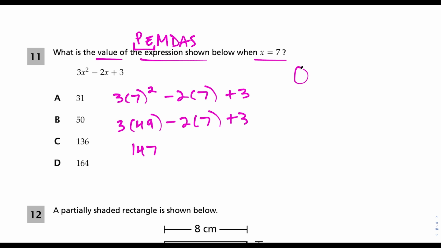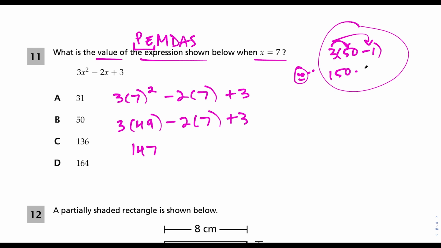If you want a little mental math trick here, you could do the long multiplication on the side. But when I do 3 times 49, I'm really doing 3 times 50 minus 1 in my head. And I just use the distributive property. I say, well, that's 150 and then minus 3, and that's where I'm getting the 147 from. And now here I have minus 2 times 7, so minus 2 times 7 is 14. And then I tack on the 3.